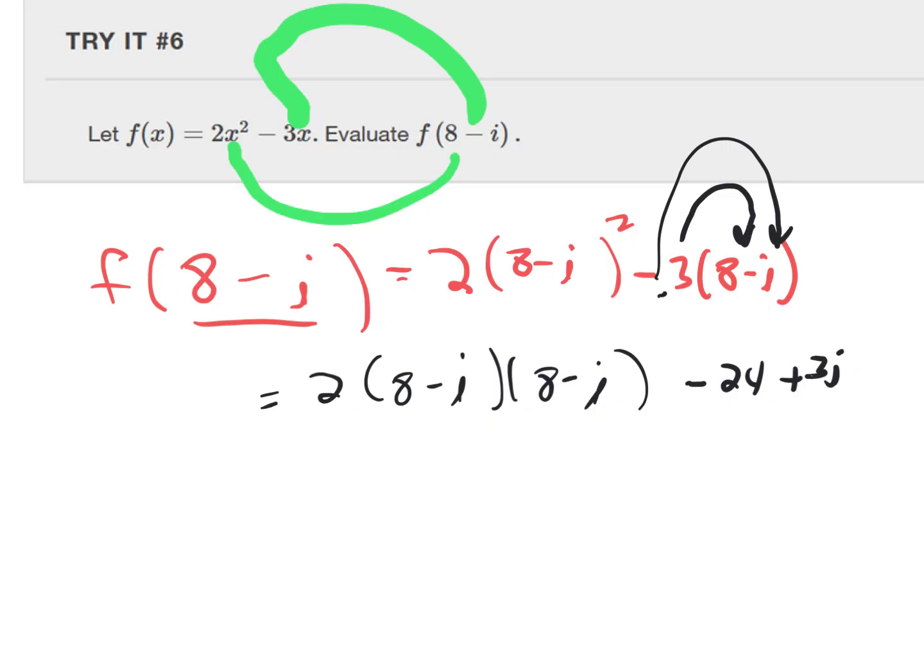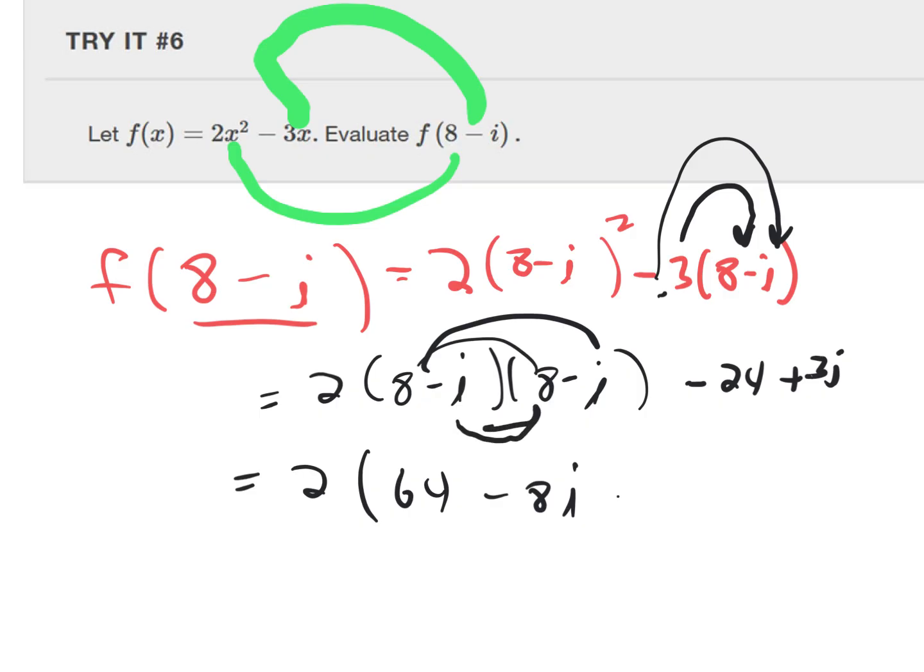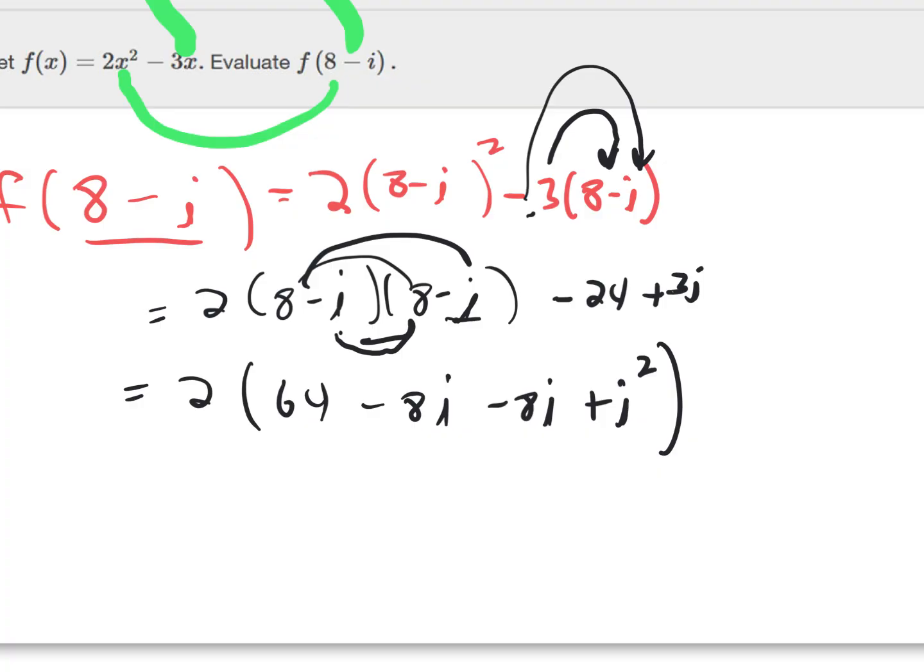So equals to 8 times 8, 64. 8 times a negative i, negative 8i. Negative i times 8 also is a negative 8i. Negative i times negative i becomes positive what? Positive i squared. Then, that's all I did was multiply 8 minus i times 8 minus i.